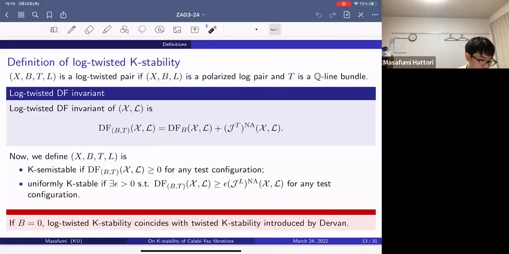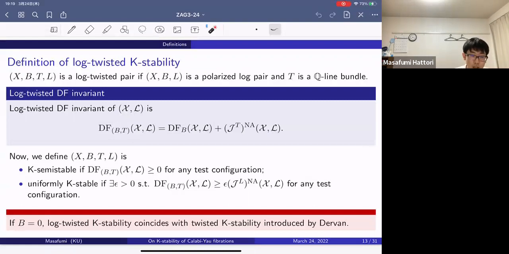And so we want to prove... to state our main results, we need the following notion of logistic stability. So (X, B, L, T) is a log-twisted pair if (X, B, L) is a polarized log pair and T is a Q-line bundle on X.